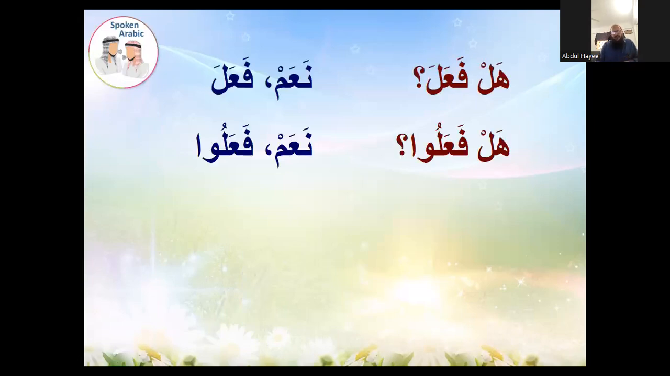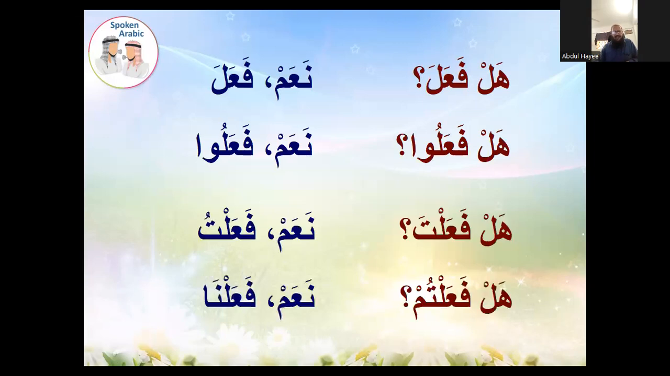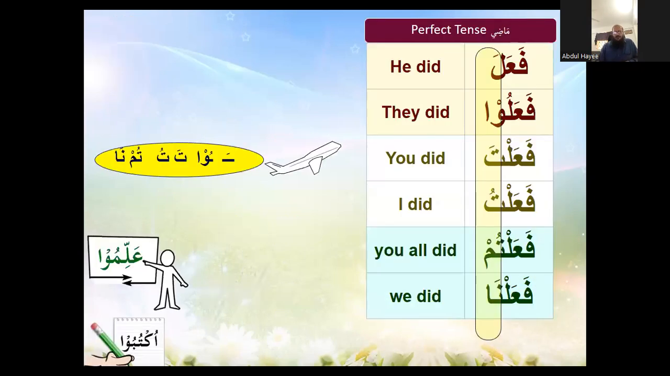We have a dialogue. Hal fa'ala? Nam, fa'ala. Hal fa'alu? Nam, fa'alu. Hal fa'alta? Nam, fa'altu. Hal fa'altu? Nam, fa'alta. Now, see the changes. In madi, the change is at the end, where they come with the fatha, or waw and alif, or ta, or tu, or na. So these are the changes which tell us this verb is from madi.